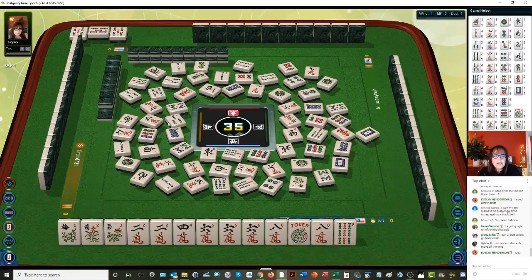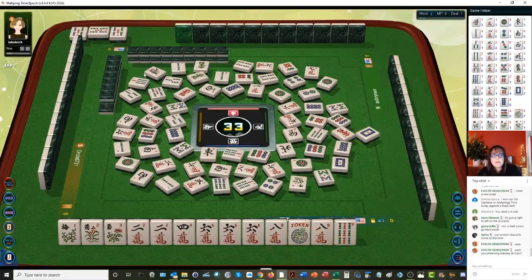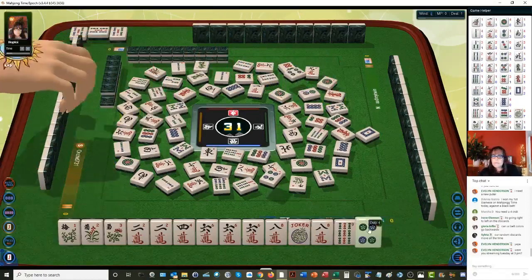Now, the player to our left. Dragon. There's a lot of 2, 3, 4, 5 out. Seven characters. There are not a lot of... Let's see, there's some 7, 9 there. Red dragon. I don't know. It's kind of hard to tell based on these discards. West wind.